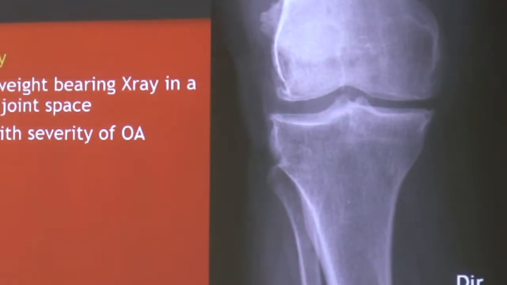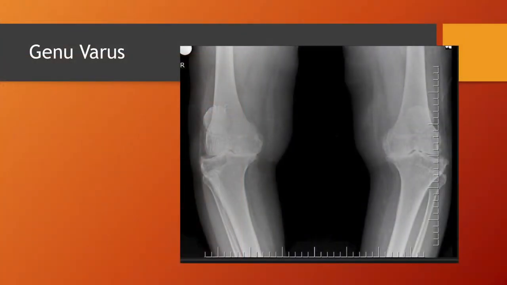Usually this is more than 5 millimeters in a normal knee joint, and if it is less than 3 millimeters, it means that the osteoarthritis is coming up. And when it becomes severe, it can even cause genu varus.